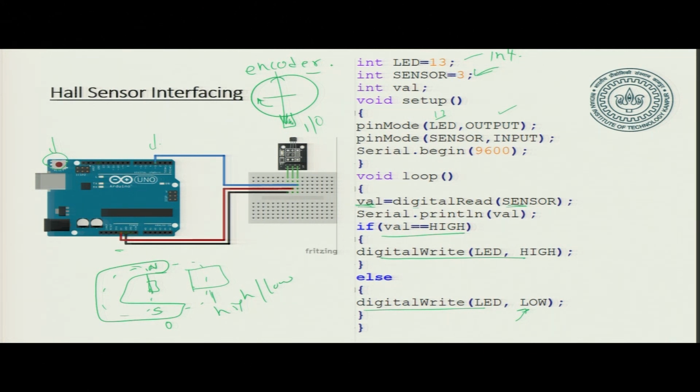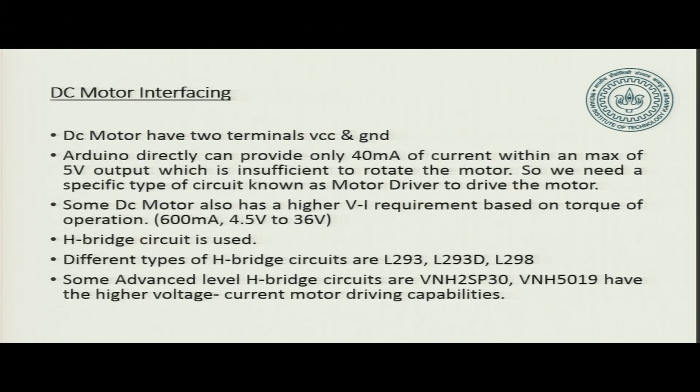Now, motor interfacing. Motor interfacing is done this way. Something to remember here is that the Arduino can only provide 40 milliamperes. If it can provide only 40 milliamperes, this is not enough to drive a motor. So, we have to use an H bridge power amplifier, which is essentially going to amplify the current up to 600 milliamperes.